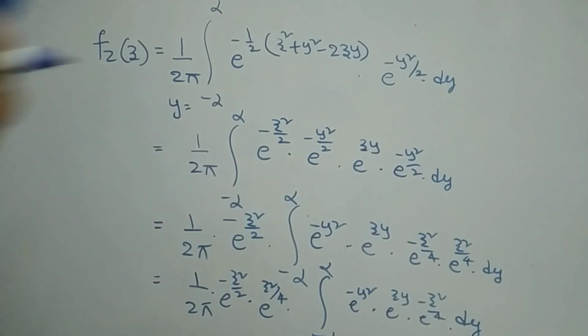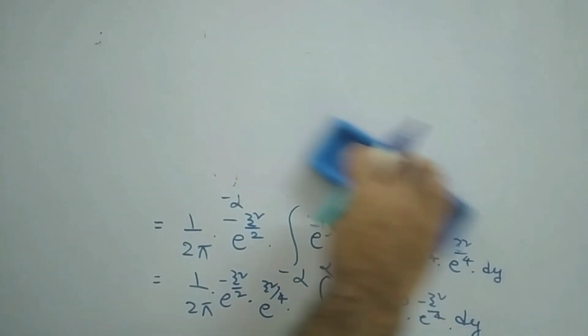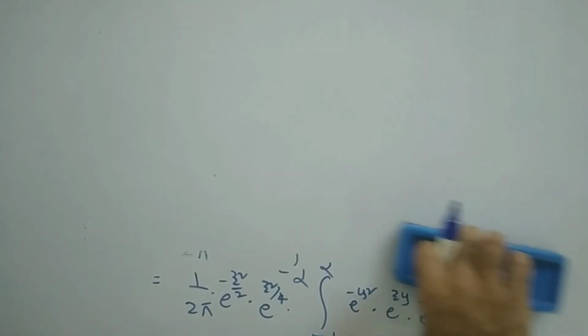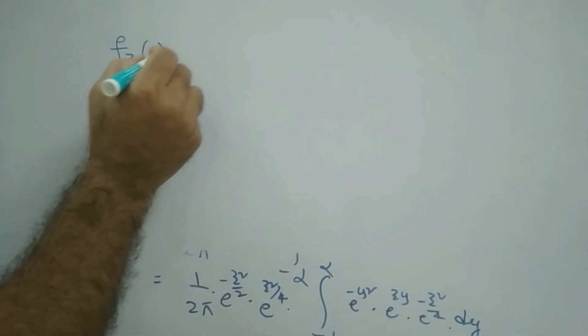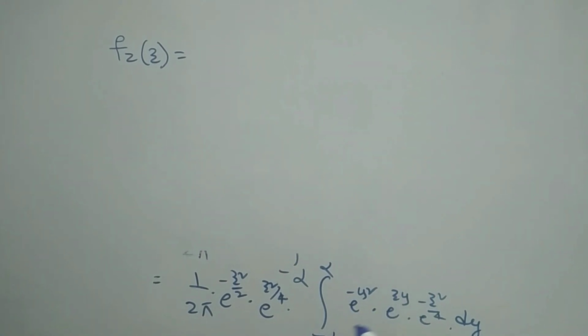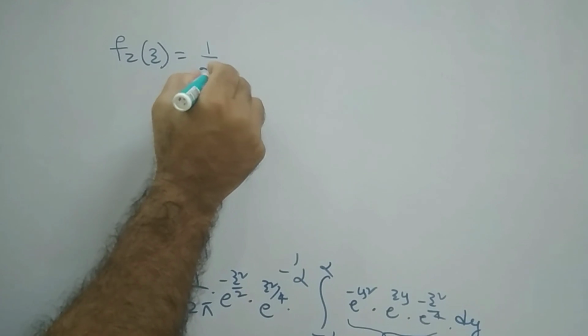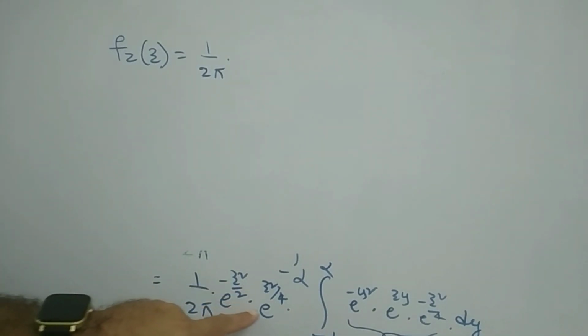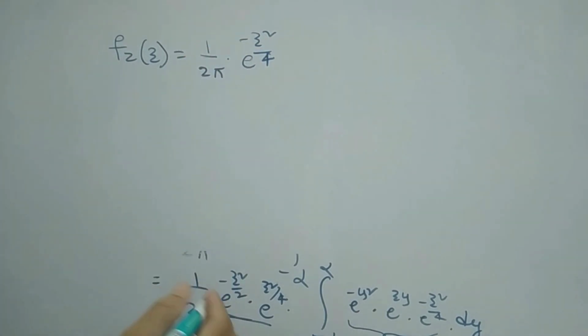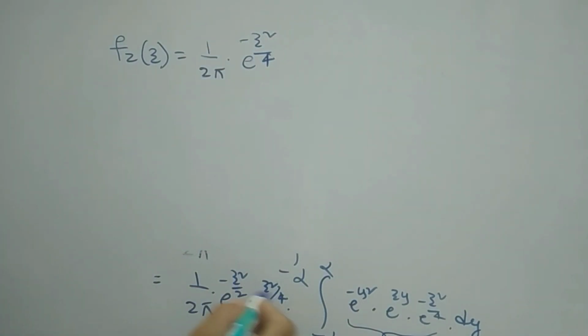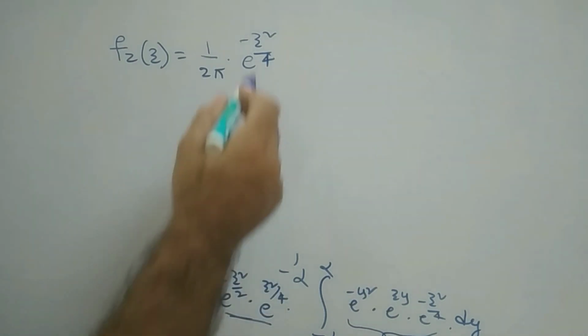Now almost all, we came to the conclusion. I think we are at the edge of the answer. The next step is f of z is equal to, if you carefully observe this particular part, if you combine e power minus y square plus z y minus z square by 4. Shall I write like this? And if you simplify here, it is 1 by 2 pi, e power minus z square by 2 into e power z square by 4. If you simplify these two, you will get minus z square by 4 here. Clear? Because minus z square by 2 plus z square by 4, if you take the LCM and find out, you will get minus z square by 4.